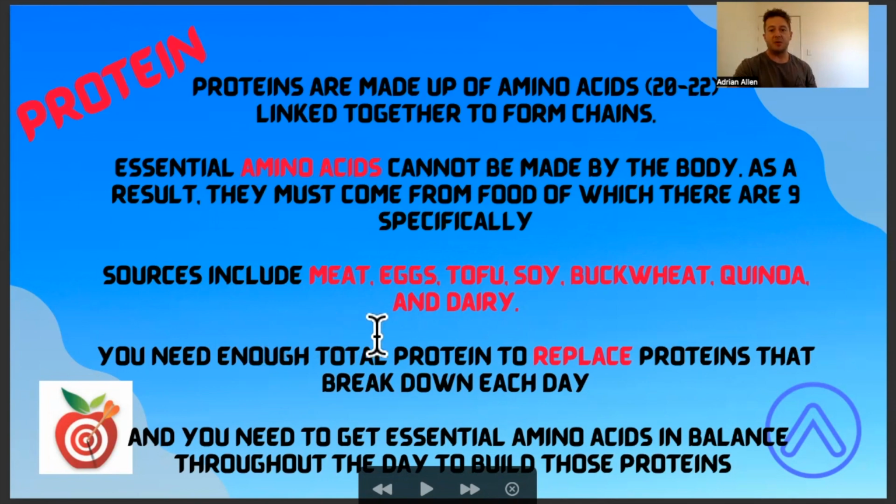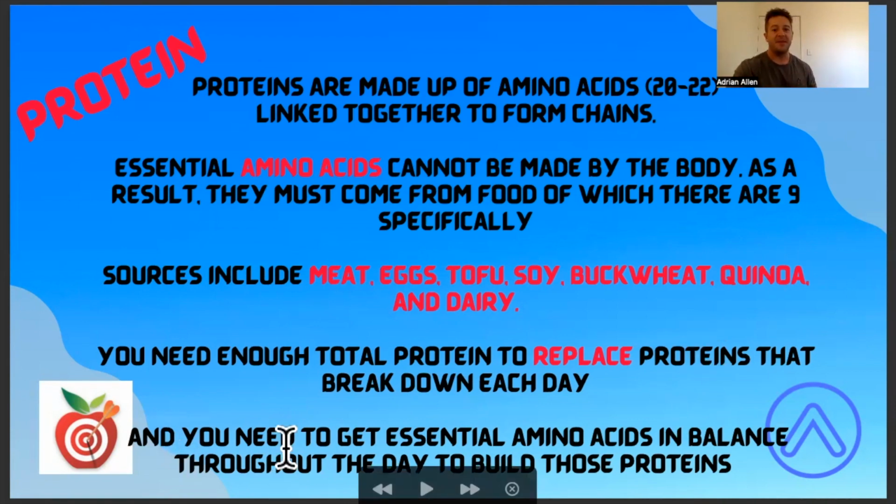You need enough total protein each day, and we're going to go through the number in a minute. You need enough total protein to replace proteins that break down each day. So imagine you hear that, oh, you need to eat 120 grams of protein, or 150 grams, or 200 grams of protein per day. It's because you break it down every day and then it needs to be replaced. Okay, plain and simple.